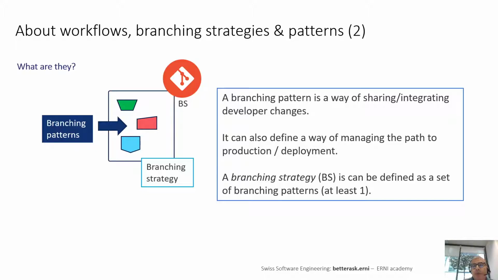Then last week we also saw branching patterns, which are another level: the components of a branching strategy. So a branching strategy has one or more branching patterns. Branching patterns are actually a convention, a way of sharing and integrating developer changes. It can also be a way of managing the path to production, how we deploy and deliver these changes. And the branching strategy, as I said, is a set of branching patterns.